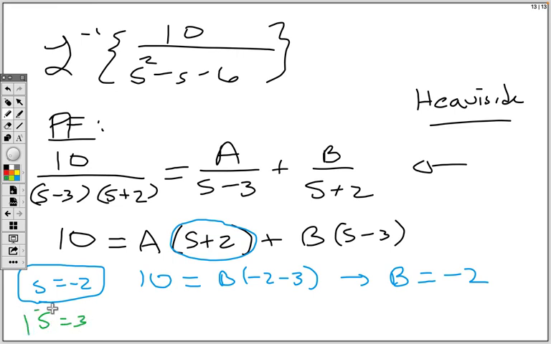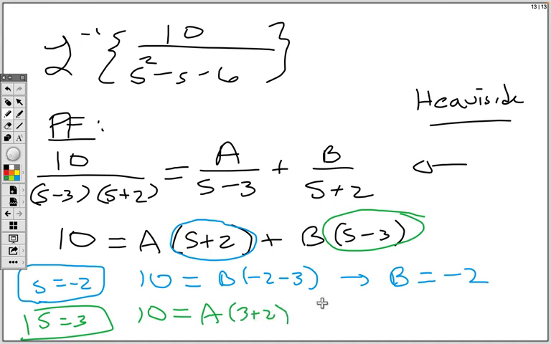If you plug 3 in, that'll cancel out the B term. The left-hand side is going to be 10. It's going to be A times 3 plus 2. So what do I get for A here? 2. Okay. Or you can use that Heaviside method.